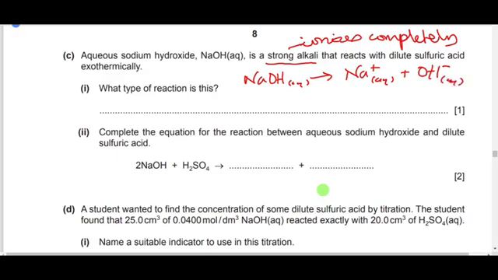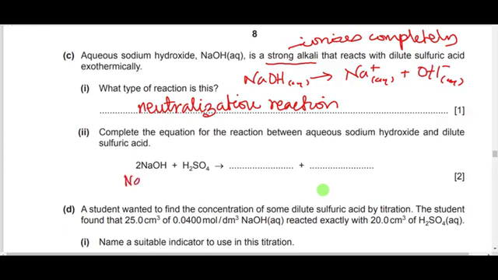this one is a one directional arrow. What type of reaction is this? That type of reaction between an acid and an alkali, or an acid and a base. Remember, alkalis are soluble bases. So when an acid and a base react, it forms salt and water. That is a neutralization reaction. Now complete the equation for the reaction between aqueous sodium hydroxide and dilute sulfuric acid.